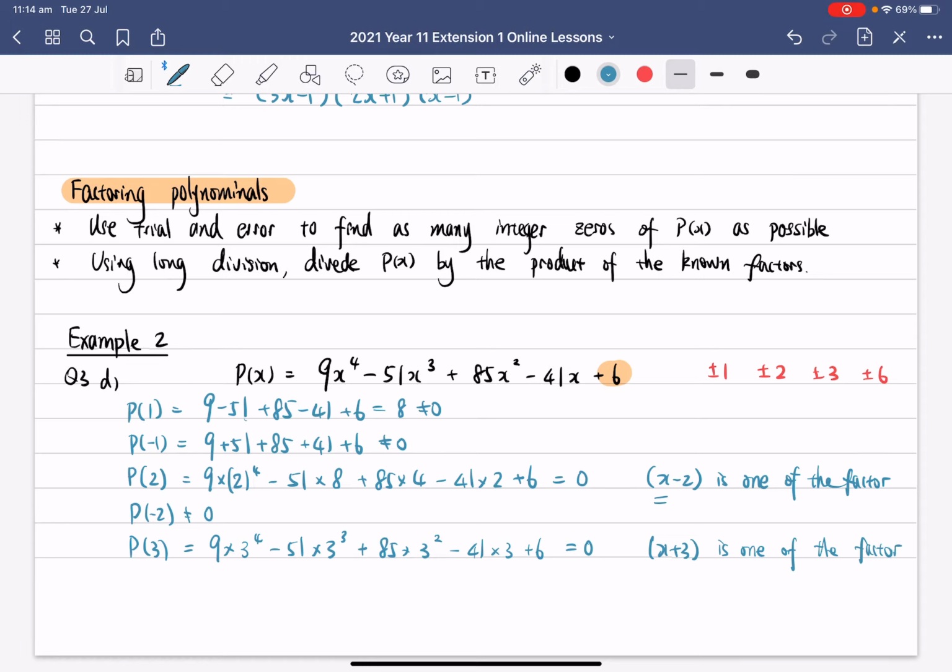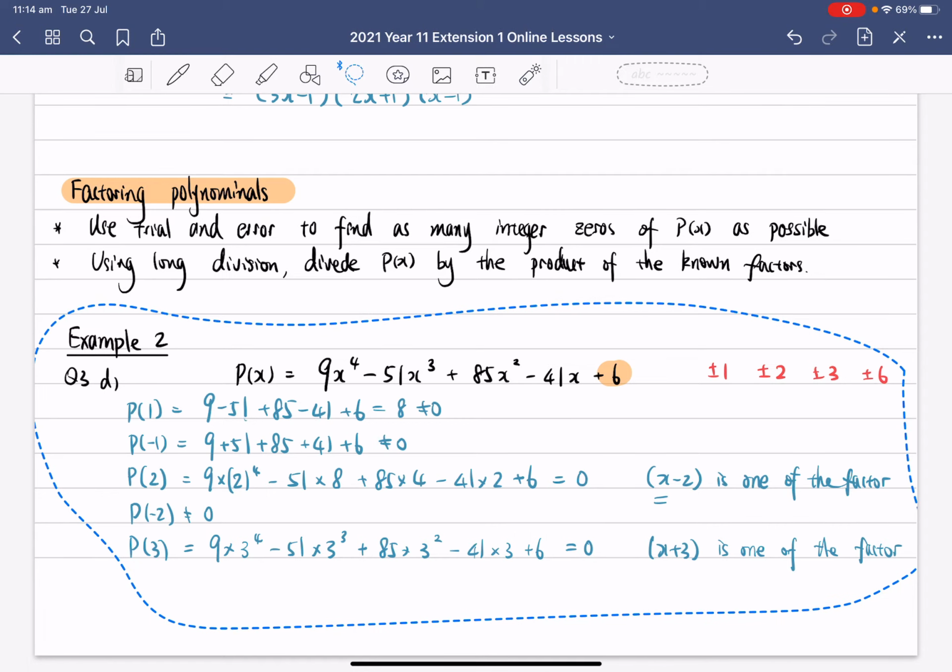All right, that's pretty good. So we've got this. I'm just going to copy this one to the next page, and then I'm going to continue from the next page.